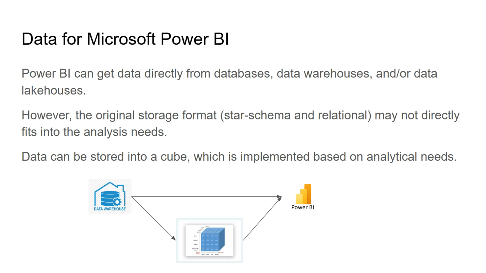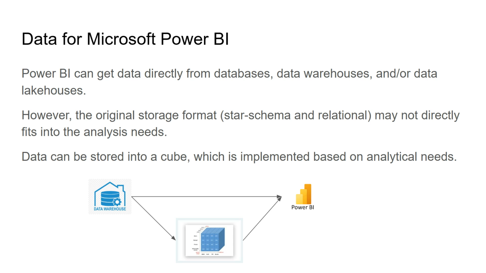Where does Power BI get its data from? Power BI can get data from a variety of sources, including normal relational databases or even NoSQL databases. But mostly, the data source for Power BI is data warehouses and or data lake houses. And this is the focus of our course too. However, the original storage format, which usually is either relational or star schema, may not directly fit into the analysis needs, because the way star schema or relational was built was mostly focusing on storage.